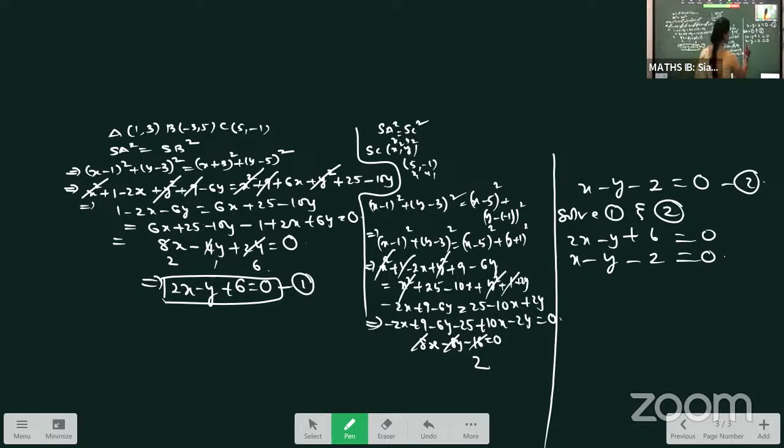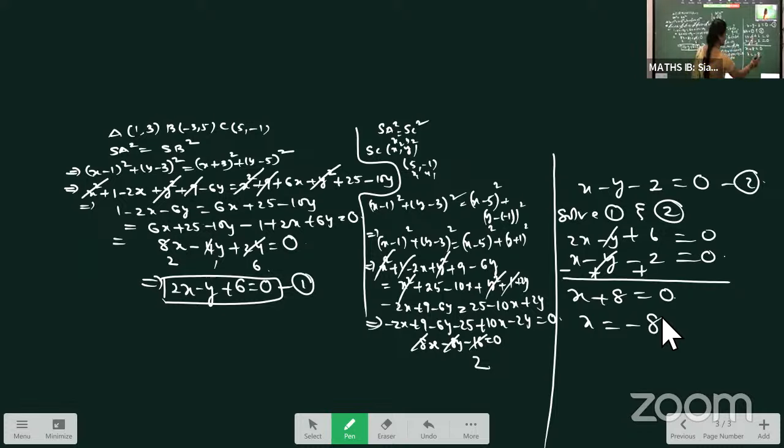See, just change the signs, here minus, here plus and here plus. Plus minus y plus y will get cancelled now. So 2x minus x is x. 6 plus 2, that is 8, is equal to 0. Then x is equal to minus 8.